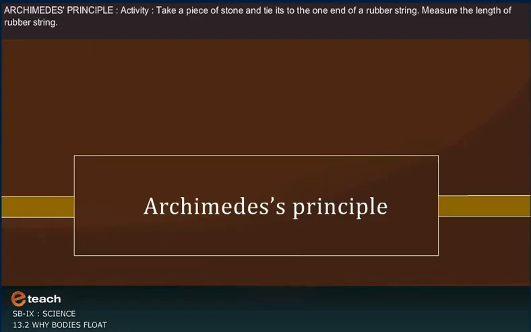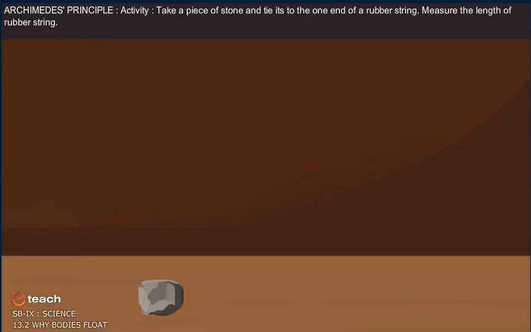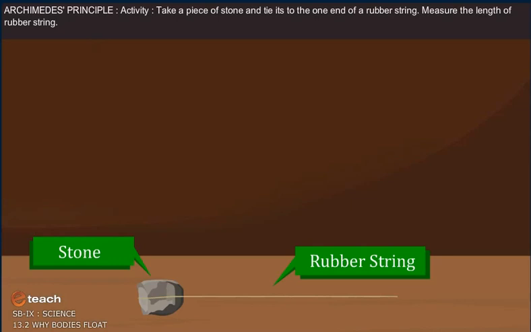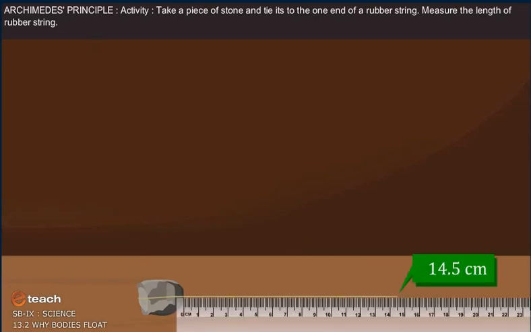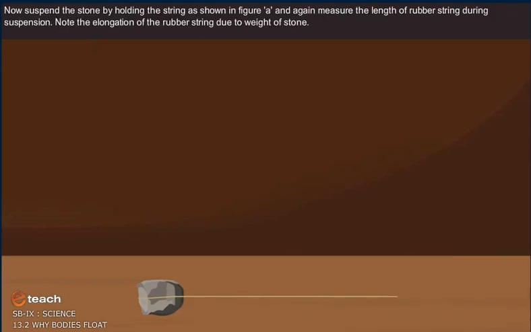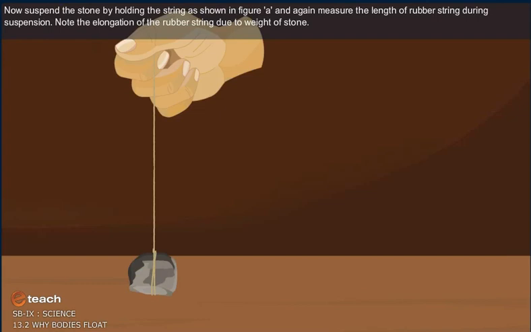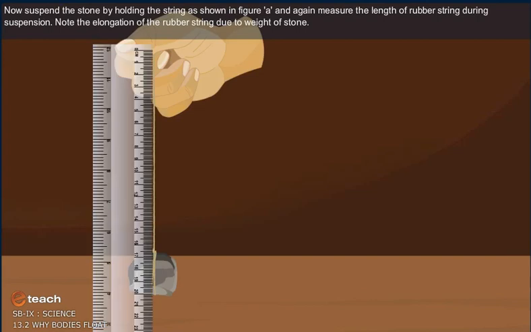Archimedes' principle. Activity. Take a piece of stone and tie it to one end of a rubber string. Measure the length of the rubber string. Now suspend the stone by holding the string as shown in figure A. And again, measure the length of the rubber string during suspension.